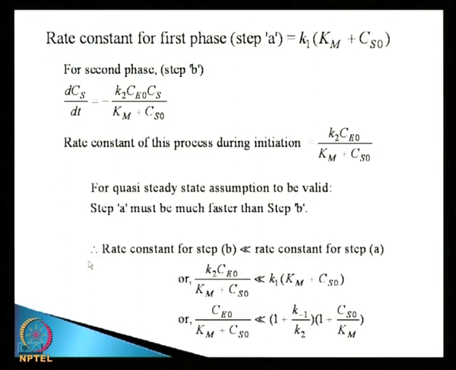So now what we do is what we had discussed, which is that step A has to be much faster than step B. Two ways of putting it: the rate constant of step A has to be much higher than the rate constant of step B, or the reaction time for step A has to be much smaller than the reaction time for step B. So the rate constant for step B has to be much smaller than the rate constant of step A, and when you put that over here, you find that the rate constant for step B, which we got here, K2 CE naught over Km plus CS naught, has to be much smaller than the rate constant for step A, which is K1 times Km plus CS naught.